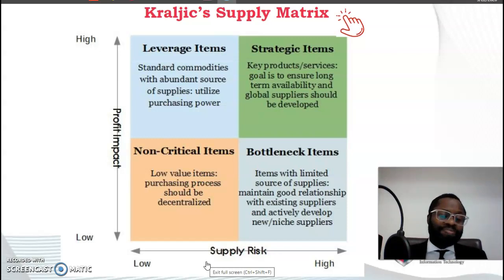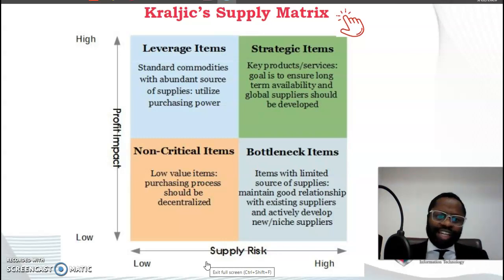Now, in terms of profit impact being low as well, it is hardly likely that the non-availability of these items will affect the operation significantly. So it will not go to the root of the operation, affecting the operation to the point where there's major disruption. So profit impact would be low.